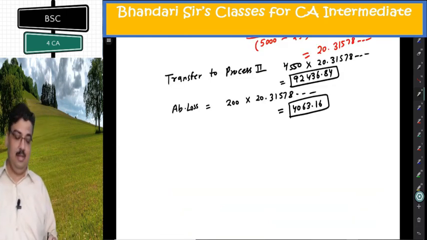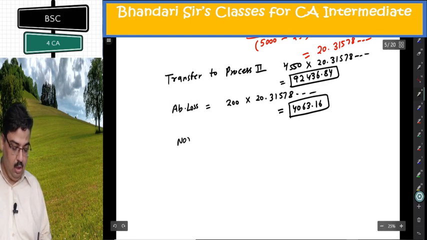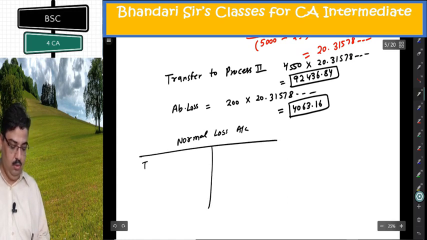Now in this third example, the normal loss account is quite simple, just like in the previous example. Normal loss account, to process 1, 500. By bank, will be realized in bank, 500.